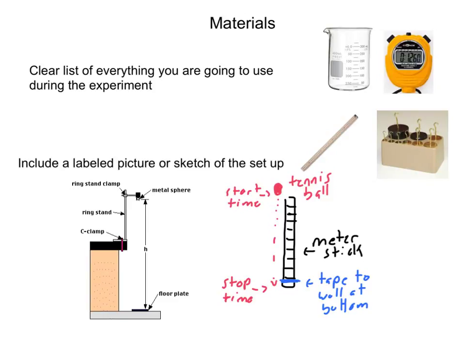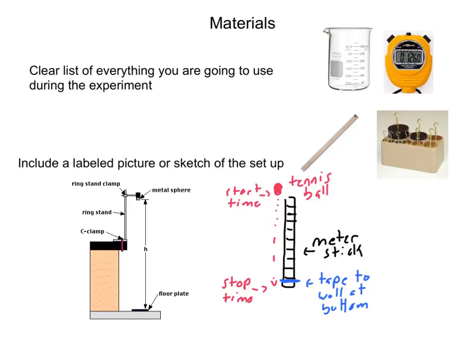All right, let's talk about what's necessary in your materials and procedures part of your lab. Your materials should be a clear list of everything you are going to use during the experiment. So list out if you're going to use a beaker, a stopwatch, a meter stick, a mass set, anything and everything that you're going to use.